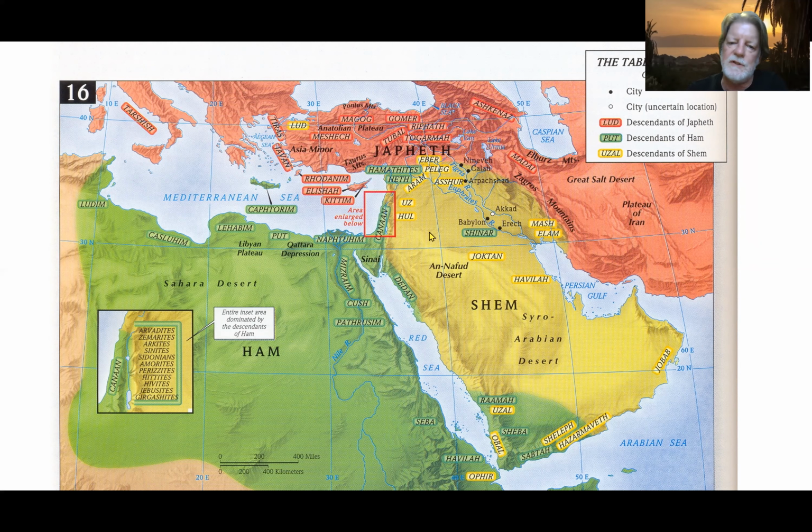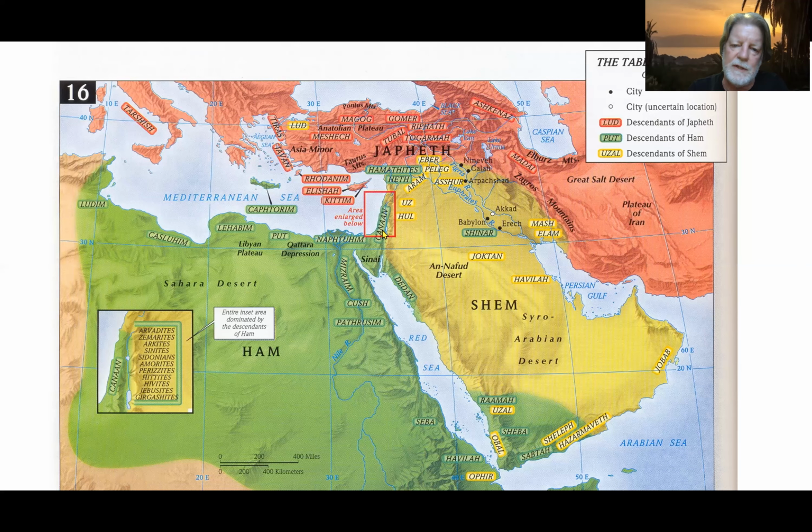Now, interestingly enough, here's the land of Canaan, which ultimately would become the promised land. But right now, at this point on this map, it is green. It's part of Ham's descendants. Canaan, remember, was a grandchild of Noah, the son of Ham. And so this is where Ham's descendants settled.